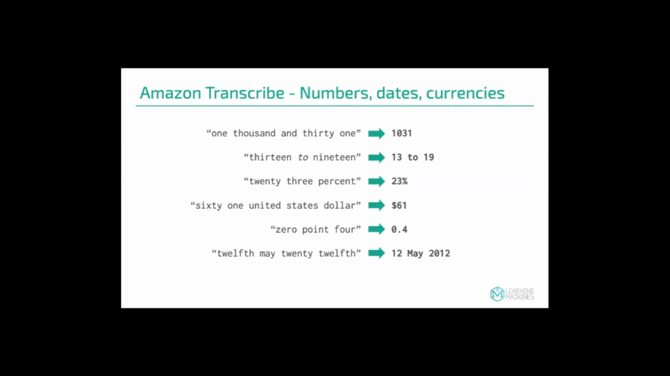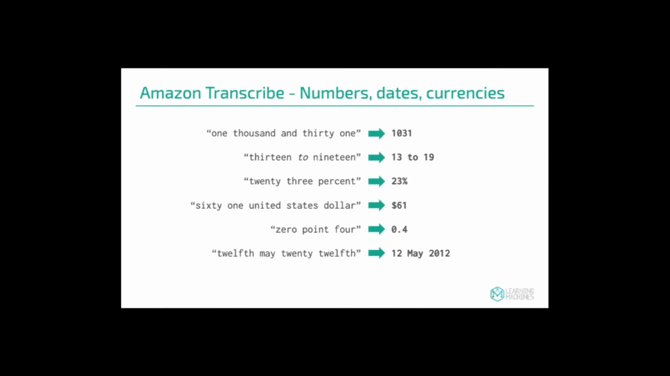Subtle little things like the use of the word to. So if you have something like 2 to 19 there, you would want the system to use the word to as a range indicator as opposed to the letter 2. Things like percentages or currencies like US dollars or Great Britain pounds and so forth should be correctly transcribed, as should things like decimal representations and dates as well.